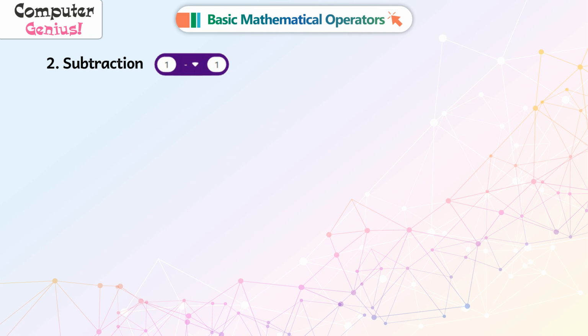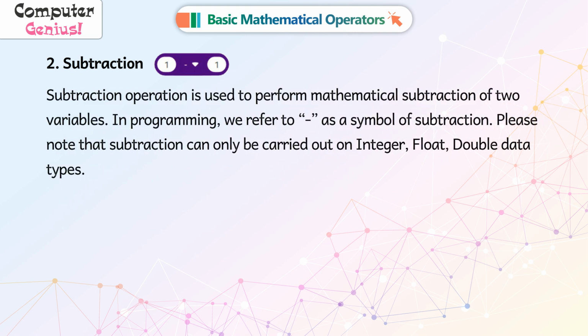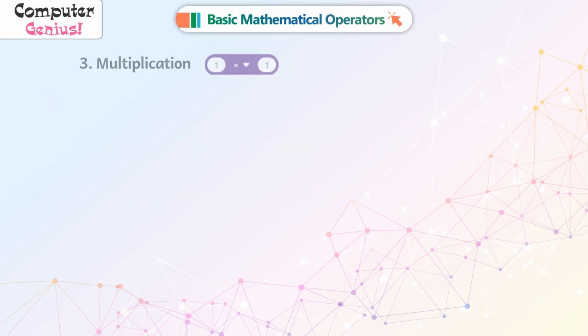2. Subtraction. Subtraction operation is used to perform mathematical subtraction of two variables. In programming, we refer to minus as a symbol of subtraction. Please note that subtraction can only be carried out on integer, float, double data types. Example: print 10 minus 5, 5.